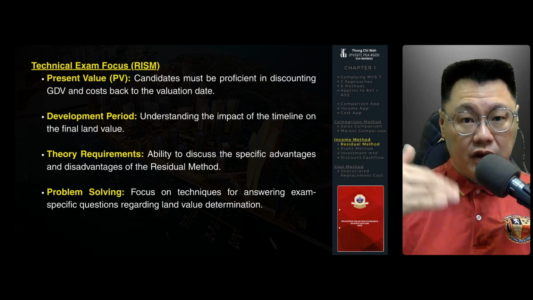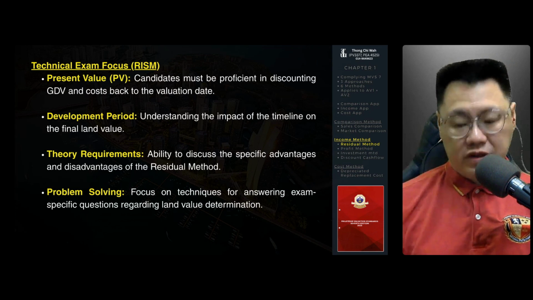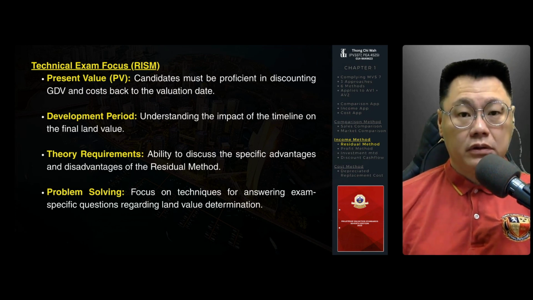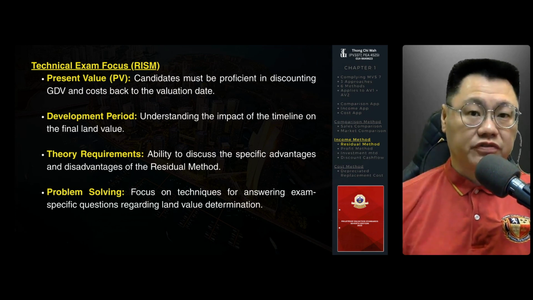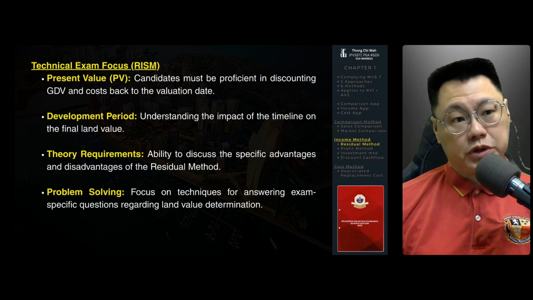You tend to see this in AV1 and AV2 as well. Quite common now. It came out for 2025, 2024, 2023 as well.